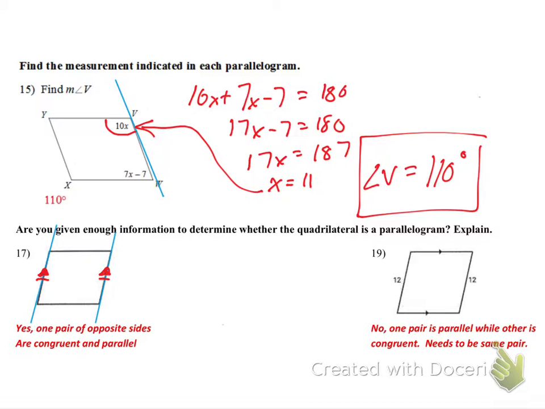19, so this is kind of the opposite here. I see that this is equal to this because they're both 12. And then this line is parallel to this line, but we can't say it's a parallelogram because they have to be both. So one side has to be parallel and congruent, and this one just says one side is parallel and then a different side is congruent. So no, we can't do that.